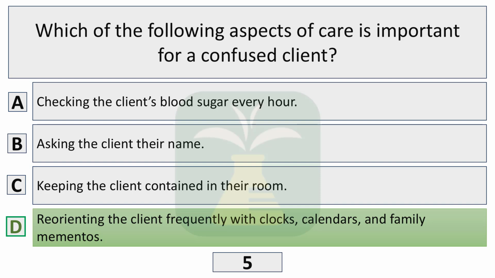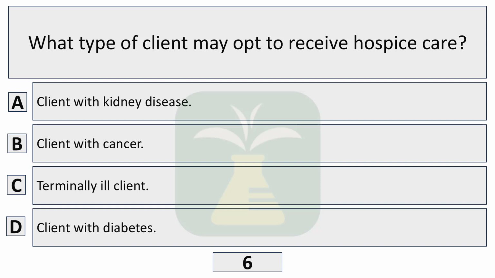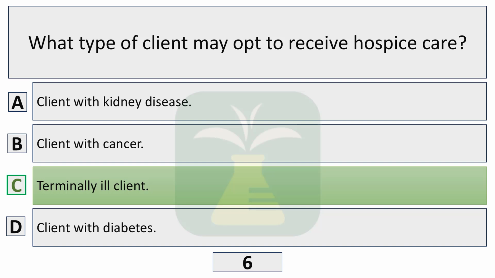What type of client may opt to receive hospice care? A, Client with kidney disease. B, Client with cancer. C, Terminally ill client. D, Client with diabetes. Correct answer, C. Terminally ill client. Terminally ill clients may receive hospice care, which is designed to relieve pain rather than to cure disease.